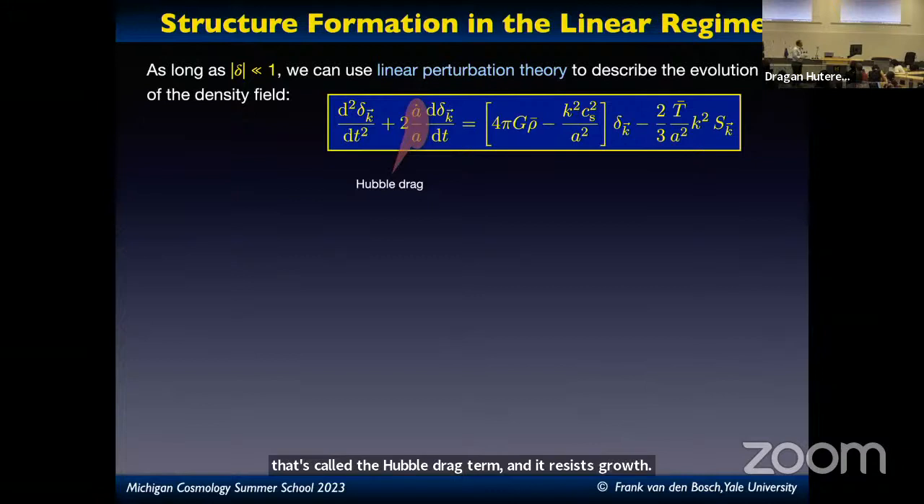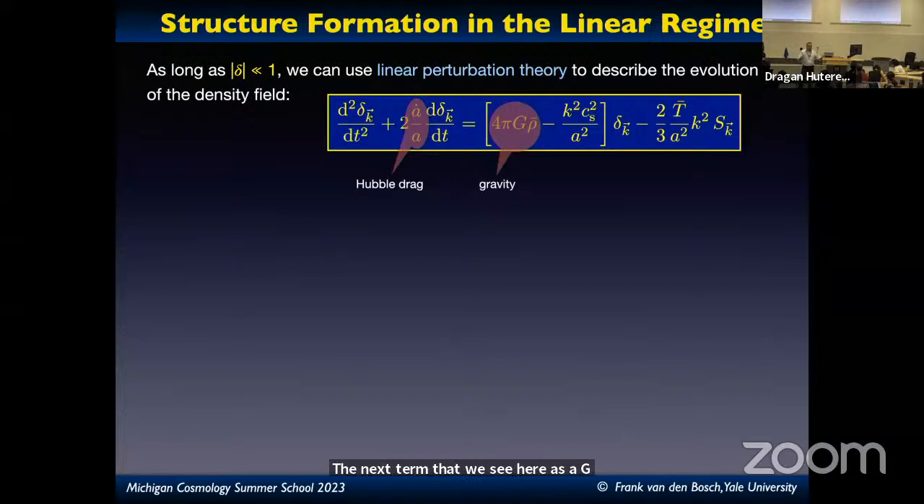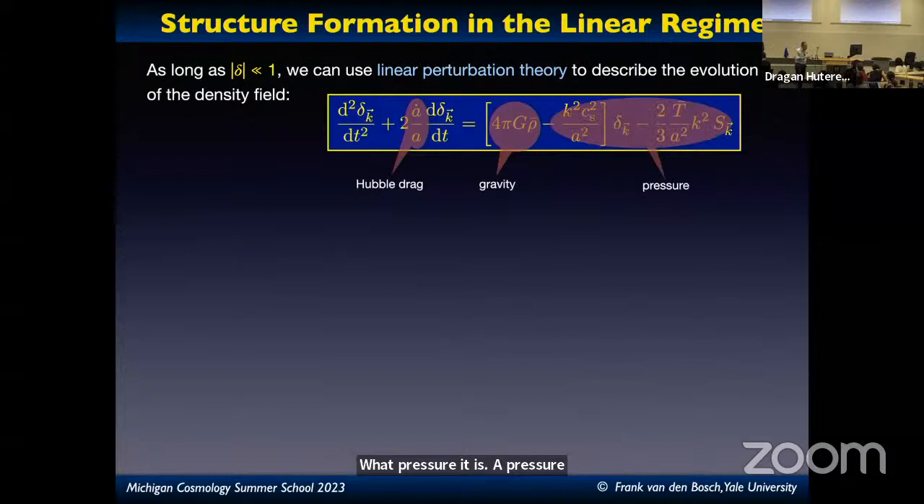The next term has a G in it. So ta-da, it's probably related to gravity. Indeed, that's the term that tells you these perturbations want to grow due to gravity. But in addition to Hubble drag, which resists the growth, there's something else. The next two terms are similar. There's a c_s squared, a sound speed, and a temperature and entropy, and all that tells you something about pressure. These are pressure terms. Note there are minus signs there because pressure opposes growth. These perturbations want to grow, but if there's pressure, the pressure pushes back.